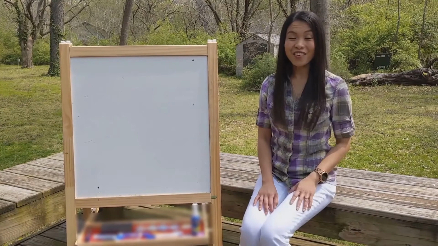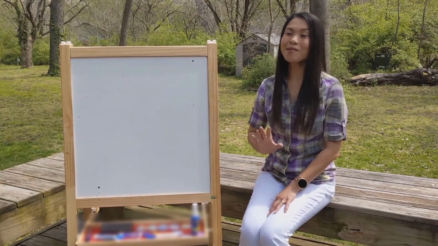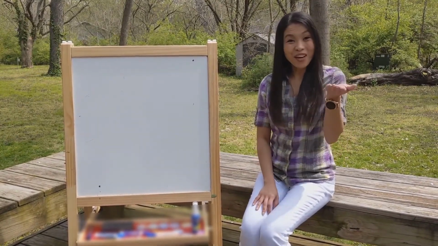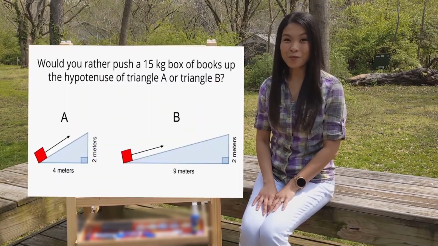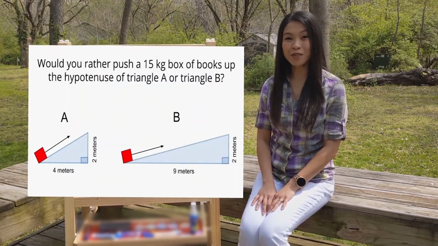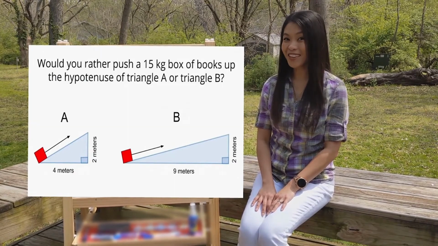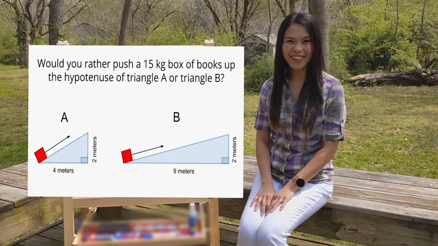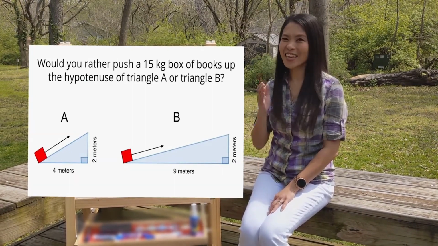So there you go. You heard some amazing answers from some amazing young minds. What about you? Would you rather push a 15-kilogram box of books up the hypotenuse of triangle A or triangle B? Thank you so much, and take it away, Cindy. Thank you, Cheryl. Now I understand when we have the conversation about would you rather go up a very steep hill on a bike or a long sloping hill on a bike, it's all around the Pythagorean theorem and work.